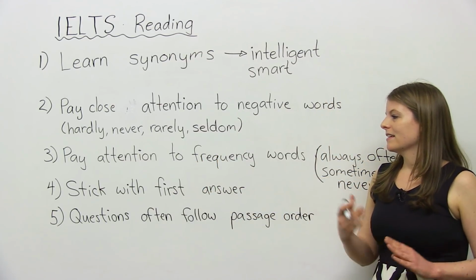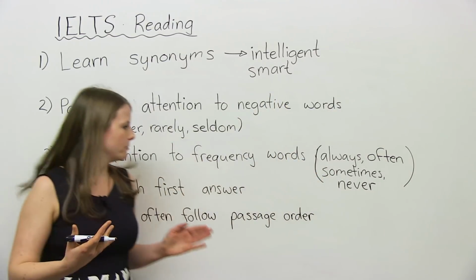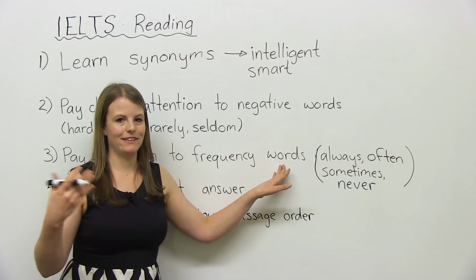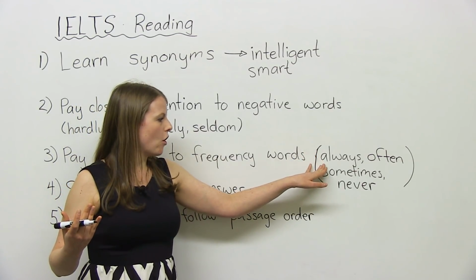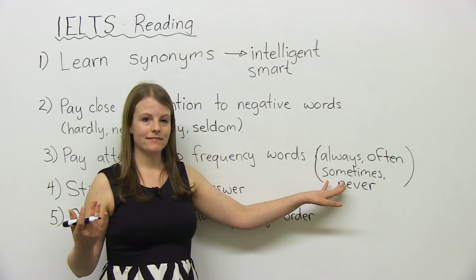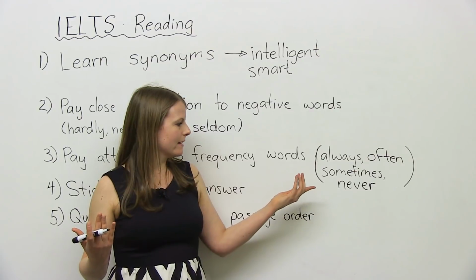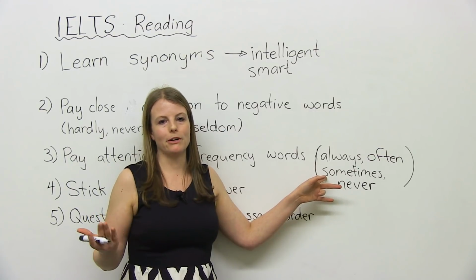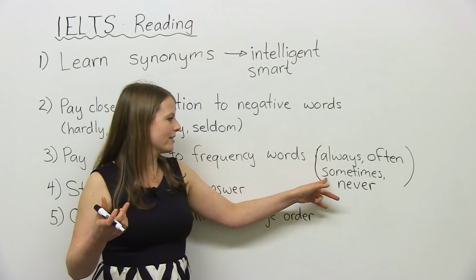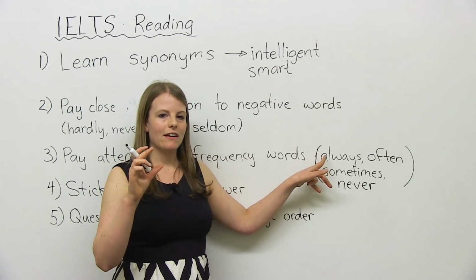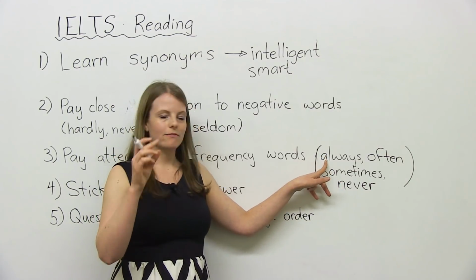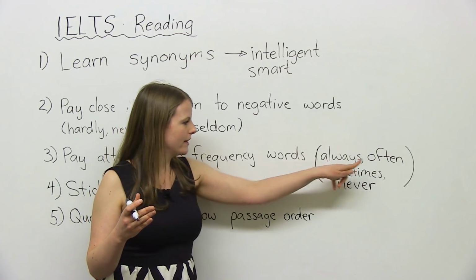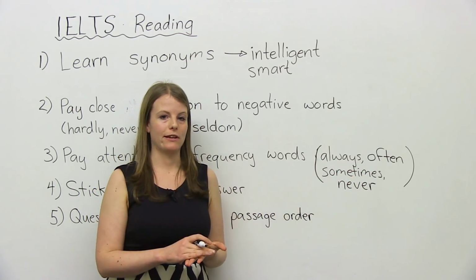Point number 3. Similar to point number 2, it's very important to pay attention to frequency words. Especially in the same part, in the true, false, not given. You might see always, often, sometimes, never. Why is this important? Well, if you see something that says sometimes the pharaohs of Egypt were buried in tombs, but the actual answer is true or false, and it says pharaohs were always buried in tombs, you might get confused. You might put down the wrong answer. So it's very important to pay attention to always, often, sometimes, never in true or false questions.